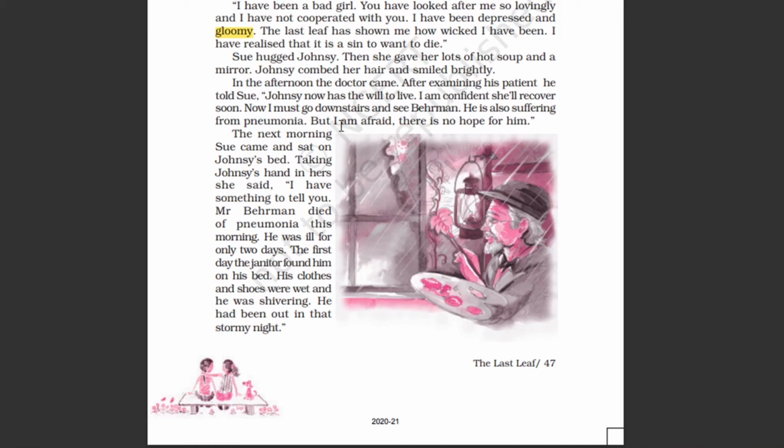He is also suffering from pneumonia. The doctor said that Berman is also suffering from pneumonia. But I am afraid there is no hope for him. And he also said that there is no hope for him to stay alive. The next morning, Sue came and sat on Johnsy's bed. Taking Johnsy's hand in hers, she said, I have something to tell you.